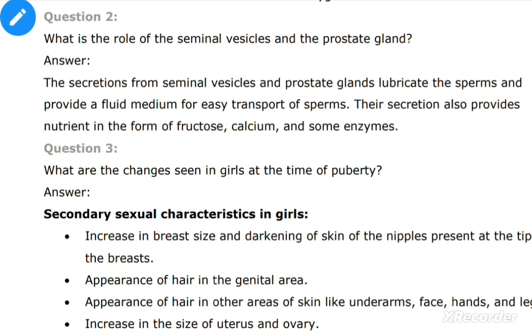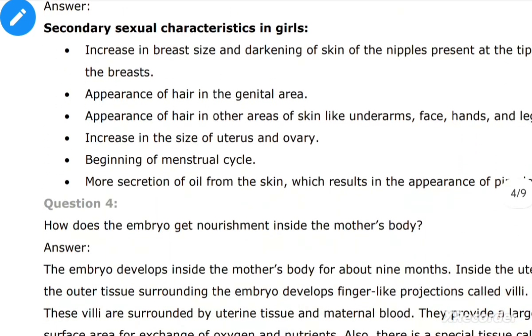Next question, what are the changes seen in girls at the time of puberty? Answer: secondary sexual characters in girls. First is increase in breast size and darkening of skin of the nipples present on the tip of the breast. Second, appearance of hair in the genital area. Third, appearance of hair on other parts of skin like underarms, face, hands and legs. Next, increase in size of uterus and ovary. Next, beginning of menstrual cycle. Next, more secretion of oil from the skin which results in the appearance of pimples.